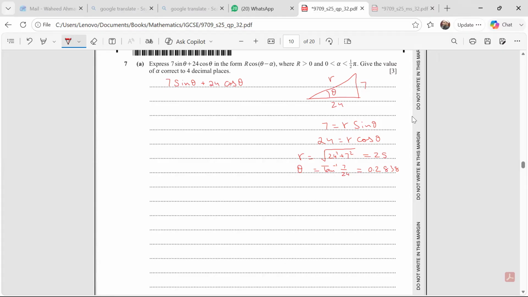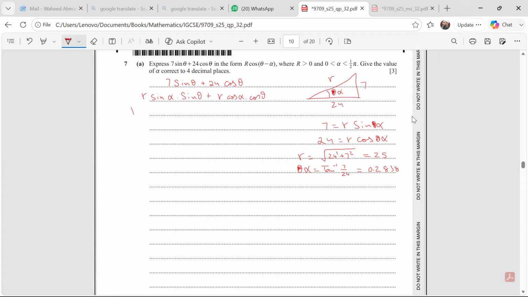Okay, so what happens here? 7 is equal to r sine theta. Let me write it as alpha to distinguish it from the other theta. So this is not theta, this is alpha: sine alpha, and this is cos alpha. My apology for this. And this is again alpha. So 7 is r sine alpha into sine theta, and 24 is r cos alpha cos theta, right?